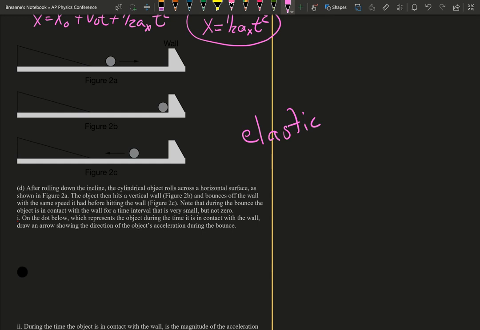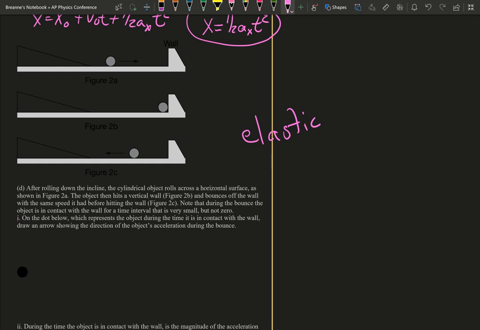Note that during the bounce, the object is in contact with the wall for a time interval that is very small, but not 0. On the dot below, which represents the object during the time it is in contact with the wall, draw an arrow showing the direction of the object's acceleration after the bounce. This is a force question without actually using the word force, since we technically haven't been taught it yet, because it's at the beginning of the year.